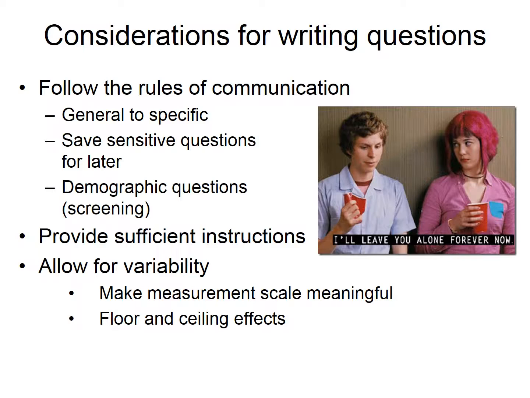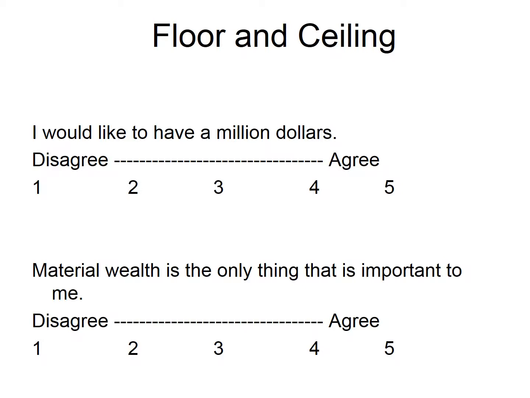But what this really refers to is that you have created a strongly worded question that most people are all going to respond the same way to, even though you've given them more options. So floor and ceiling effects. I would like to have $1 million. Disagree to agree. Well, in this case, very, very few people are going to disagree with $1 million. So if we assume that we're making a scale about material greed, this isn't going to give us a lot of ability to look at variability. In fact, almost everyone is going to respond in exactly the same way.